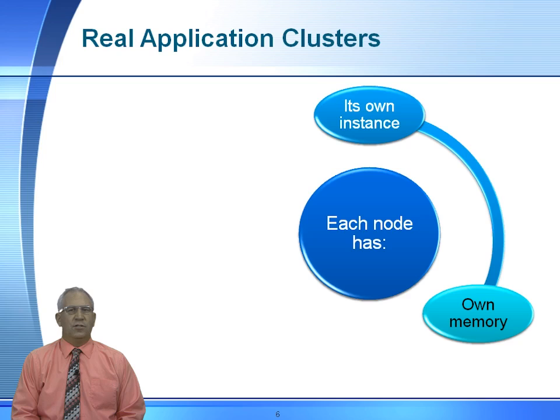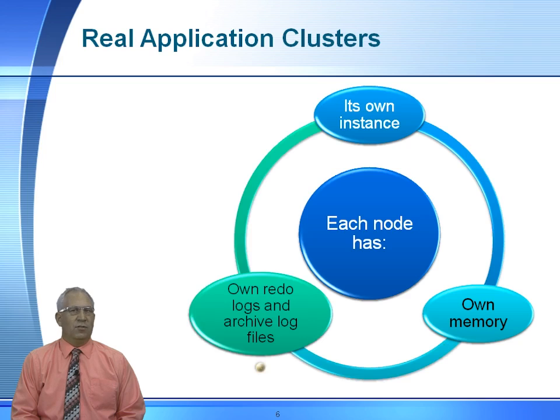Each individual instance will have its own set of memory, so its own SGA. Those SGAs may be different across nodes. So I could have a 3-node RAC. Node 1 could have a 10 gig SGA, Node 2 could have a 12 gig SGA, and Node 3 could have a 14 gig SGA, or however you want to configure it. Please keep in mind that each individual node will have its own set of online redo logs as well as its own set of archive logs.